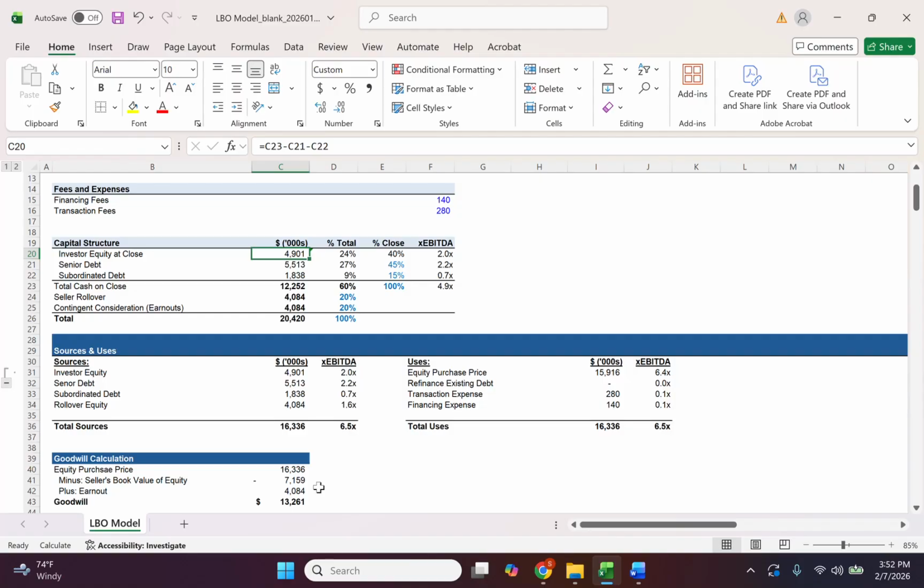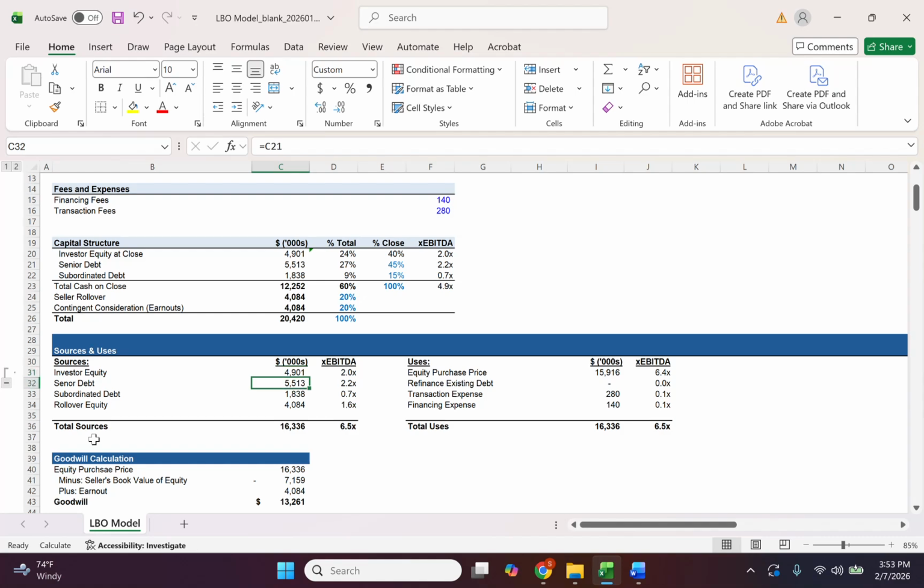Before we move on, I want to walk through the sources and uses line by line so you understand exactly where each input is coming from in the model. This table is not about assumptions, it is about linkages. So starting on the sources side, every line item here is pulled directly from the capital structure section above. The investor equity of about $4.9 million is linked directly from the investor equity at close line. We are not manually entering this. It is the residual equity required once debt, rollover, and earnouts are defined.